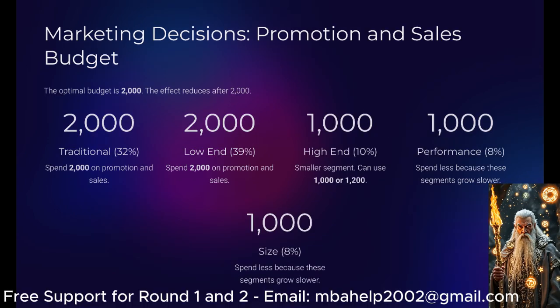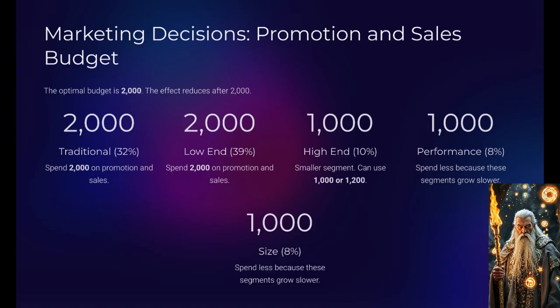Promotion and sales budget: the optimal budget is $2,000. The effect reduces after $2,000. Traditional, 32%: spend $2,000 on promotion and sales. Low end, 39%, even weaker: spend $2,000 on promotion and sales. High end, 10%, performance, 8%, size, 8%. These are smaller segments. Can use 1,000 or 1,200. Spend less because these segments grow slower.